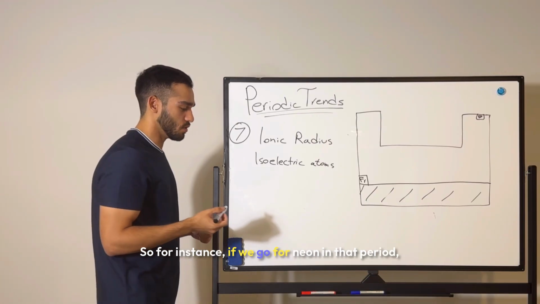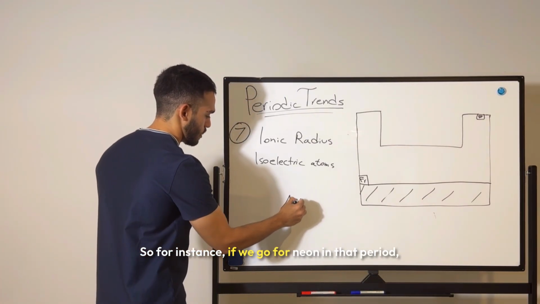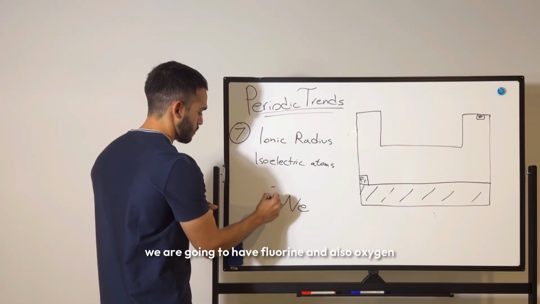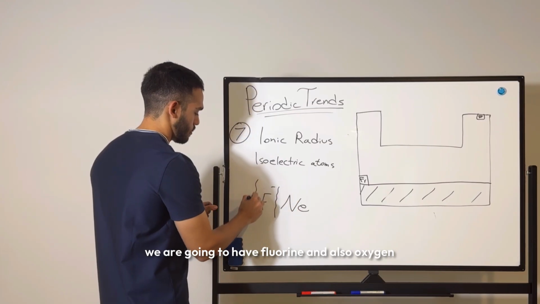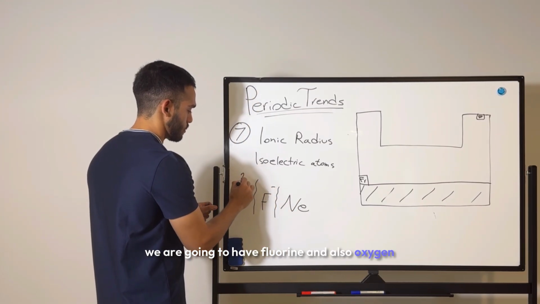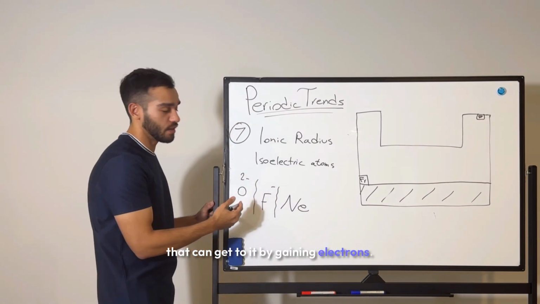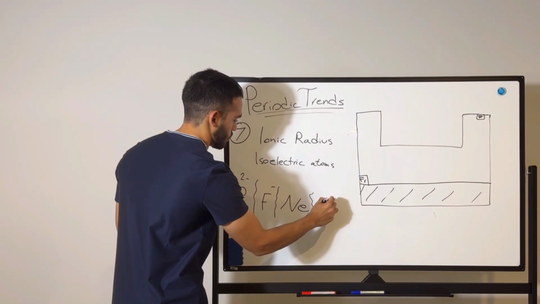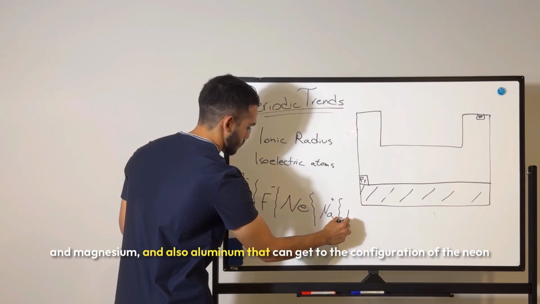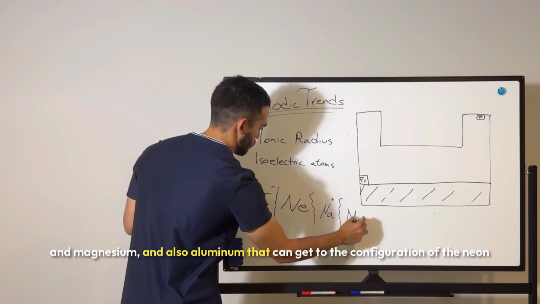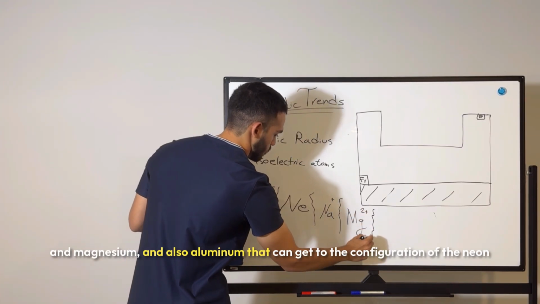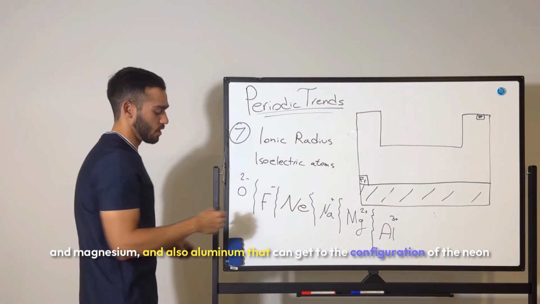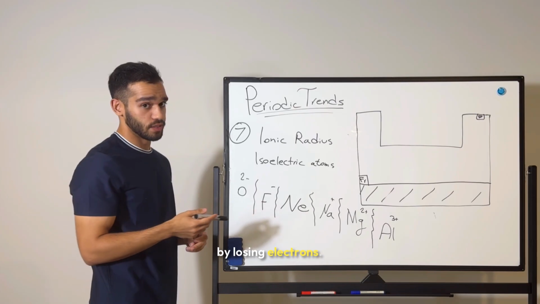So for instance, if we go for neon, in that period we're going to have fluorine and also oxygen that can get to it by gaining electrons. And on the other hand, we have sodium, magnesium, and also aluminum that can get to the configuration of neon by losing electrons.